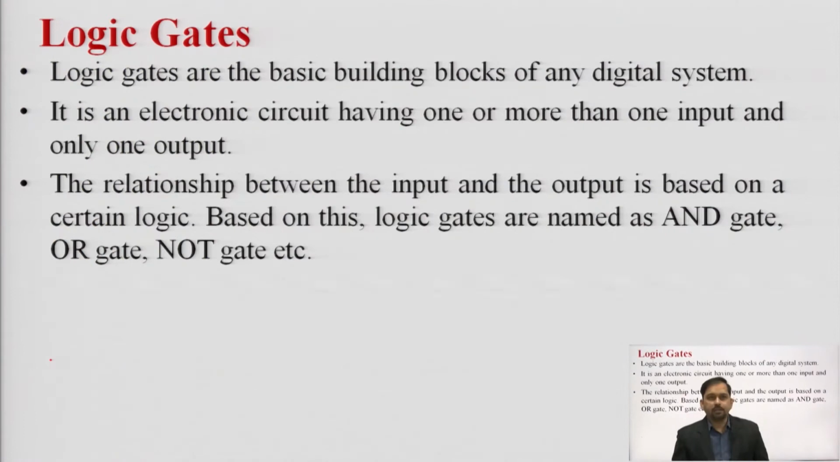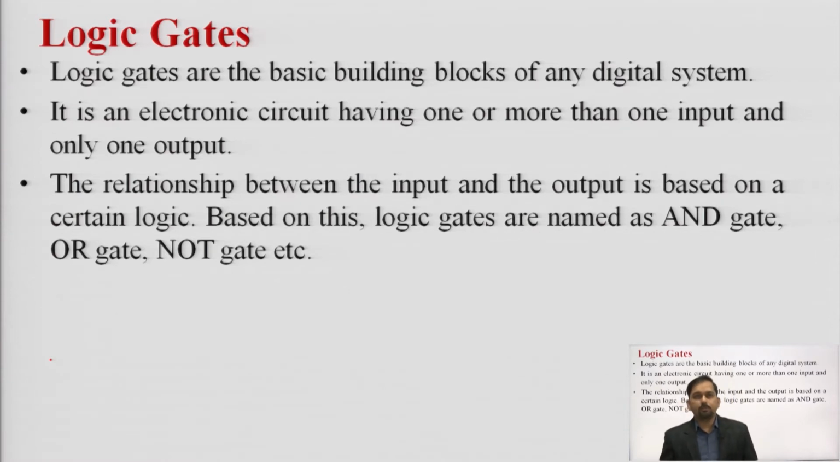This is lecture 20. In the last lecture we have seen the subtraction and addition using ones and twos complement. After that, in this lecture we will see the logic gates. So, first of all, what are logic gates? Logic gates are the basic building blocks of any digital system. It is an electronic circuit having one or more than one input but only one output. The relationship between the input and output is based on a certain logic.